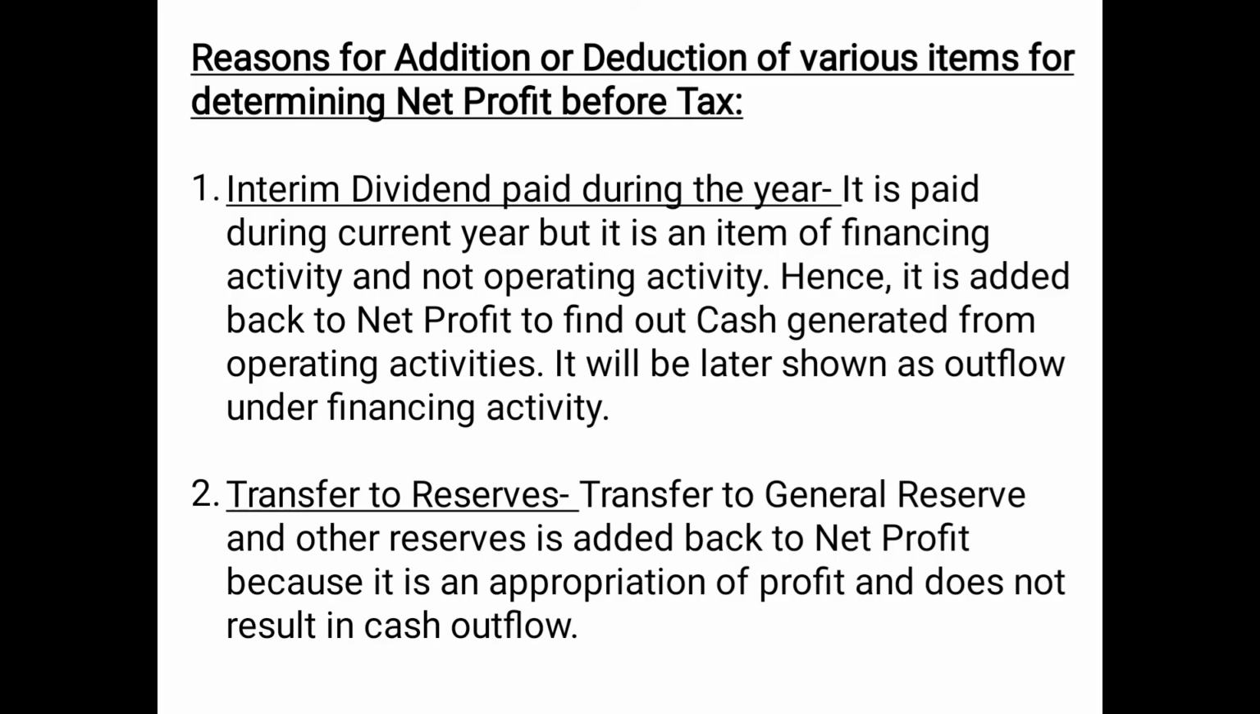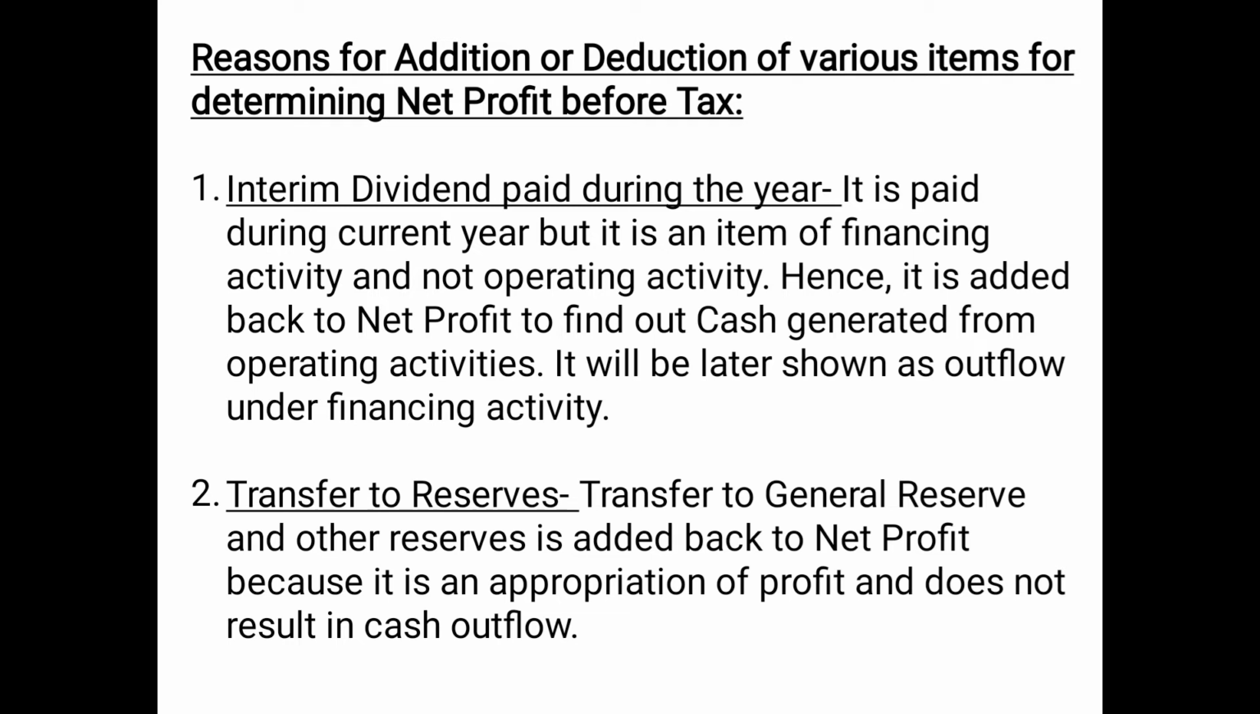Then reasons for addition or deduction of various items for determining net profit before tax. Point number 1, interim dividend paid during the year. It is paid during the current year, but it is an item of financing activity and not operating activity. So when the interim dividend is paid, no doubt it is a cash outflow, no doubt it should be deducted, but it is a part of financing activity. It need not be deducted from operating activity. So therefore it is added back to the profit. Hence it is added back to the net profit to find out cash generated from operating activities. It will later be shown as an outflow under financing activity.